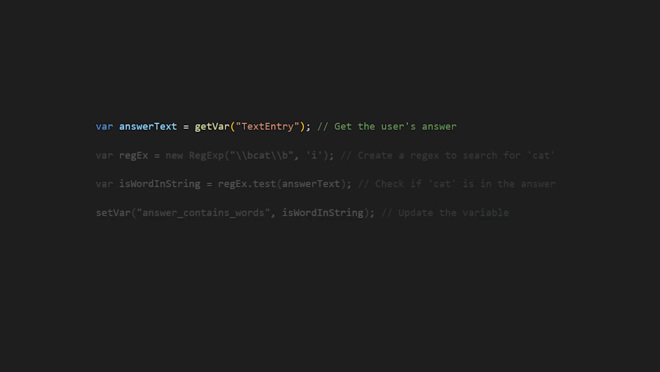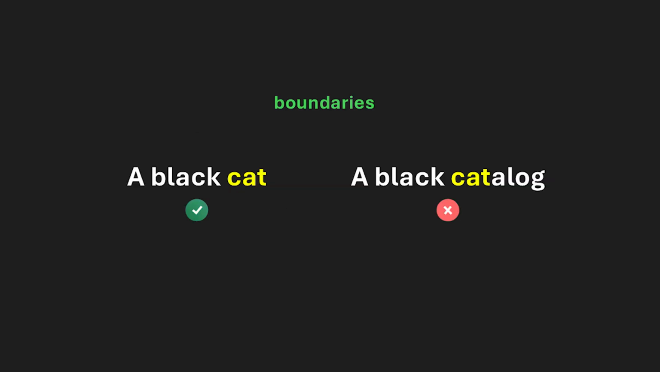This first line here gets the text which has been entered by the user into the Storyline text entry field. As you might know, when you create a new text entry field, Storyline automatically creates a variable for it. This line creates a regular expression or regex to search for the word cat. Now, this part here, the word boundary, ensures that the code looks for cat as a separate word, not as part of a longer word like catalog. Think of it as checking for spaces or punctuation around the word.